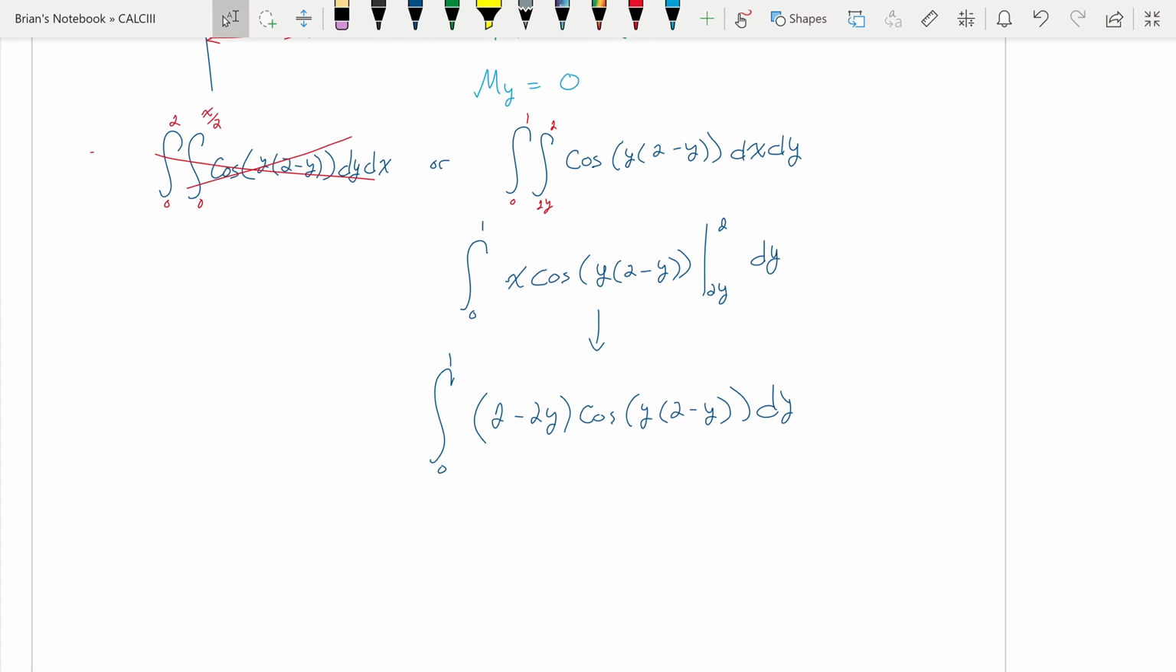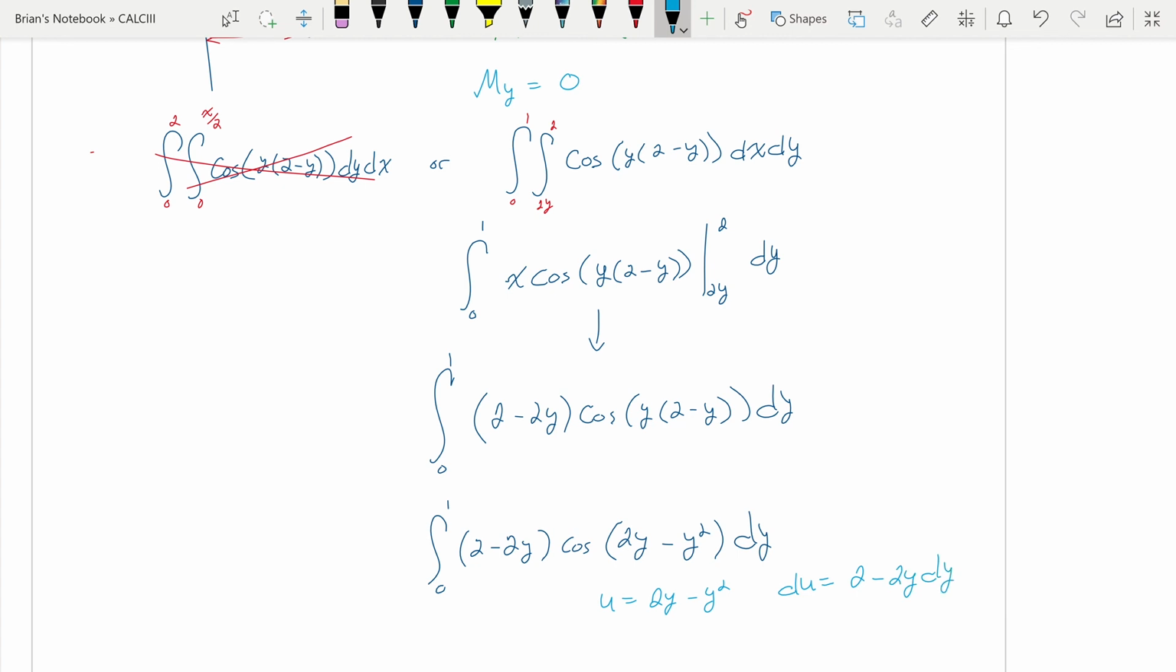Okay, now simplify this a little bit. 0 to 1 of 2 minus 2y times cosine. I know I just have not been simplifying it, but now it'll be minus y squared. There we go. dy. Okay, pretty simple u substitution, it looks like. We'll use u is equal to 2y minus y squared, and du is equal to 2 minus 2y dy. Perfect, because we have the 2 minus 2y right there, and we have the dy.